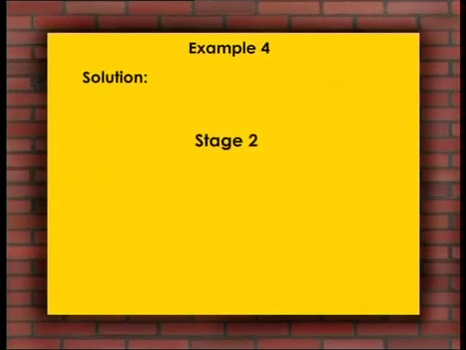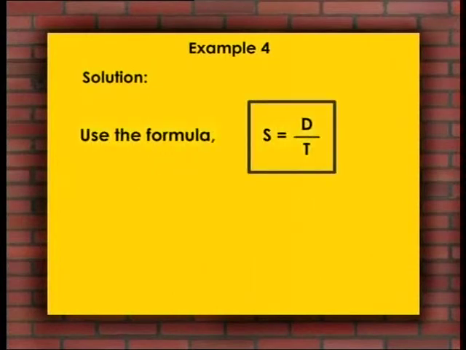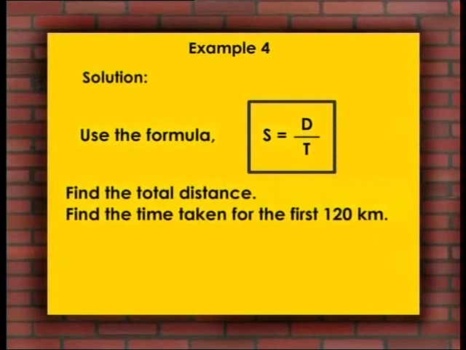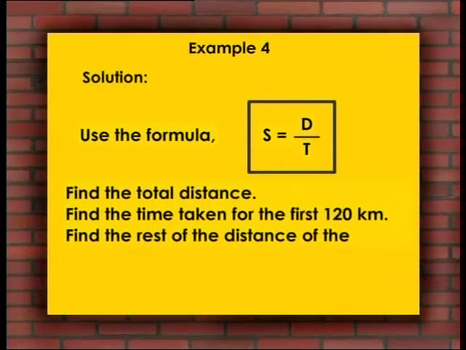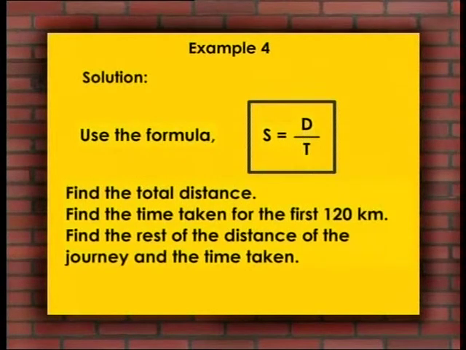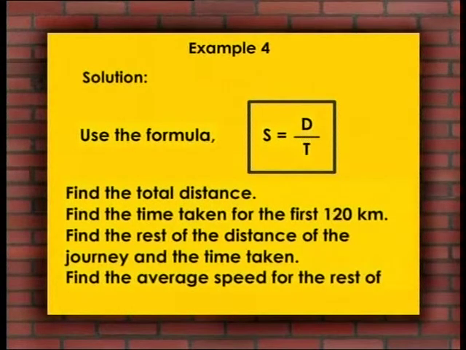Stage 2. Devising a strategy. Use the formula s equals d over t. Find the total distance. Find the time taken for the first 120 kilometers. Find the rest of the distance of the journey and the time taken. Find the average speed for the rest of the journey.